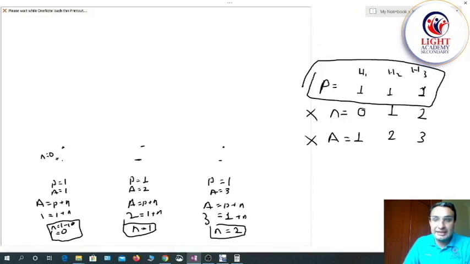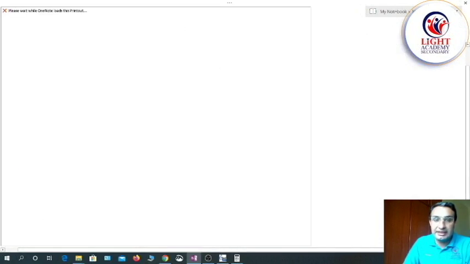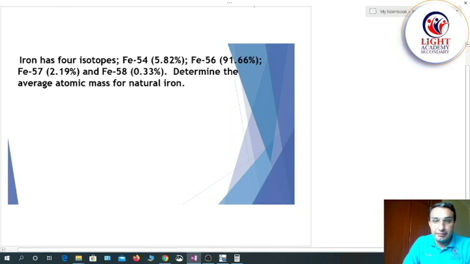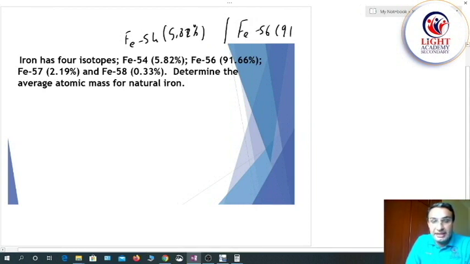Here I have the last example. I am going to give you one more example to make it clear. For example, iron. Iron has 4 isotopes. One of them, iron with 54 atomic mass, has an abundance of 1.82 percent. Another one is iron with 56 atomic mass. The abundance, meaning percentage, is 91.66. Another one is iron with 57 atomic mass.